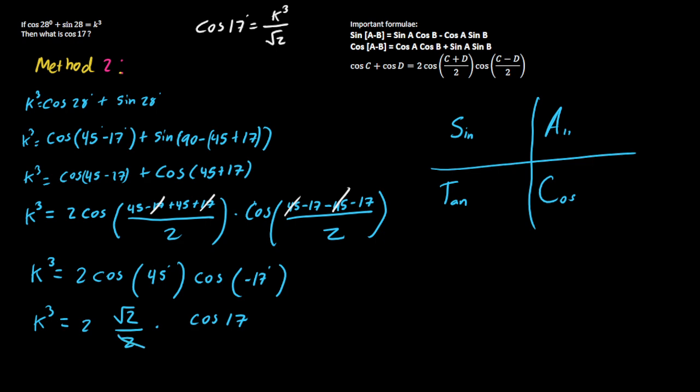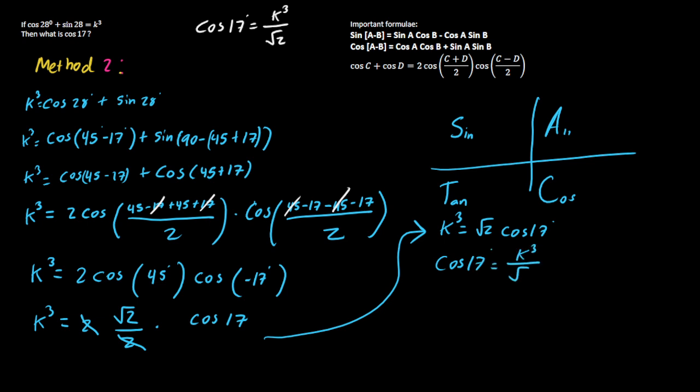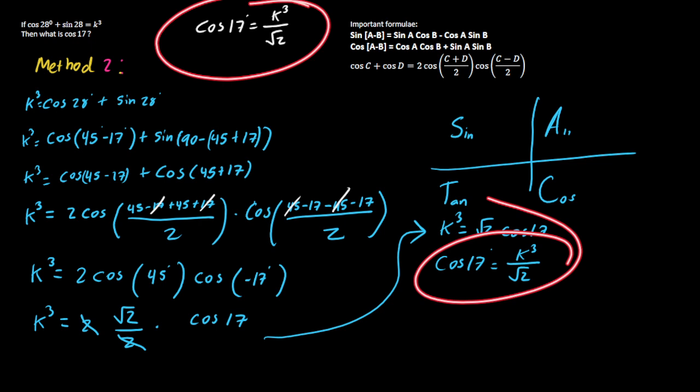All right, we can just cancel those two out, and we get k cubed is equal to root 2 cos 17. We're basically at the same point as last time. All we have to do is bring the root 2 down to the denominator. And by doing that, we get cos 17 is equal to k cubed over root 2. So as you can see, this answer and the answer we got from the first method is the same.